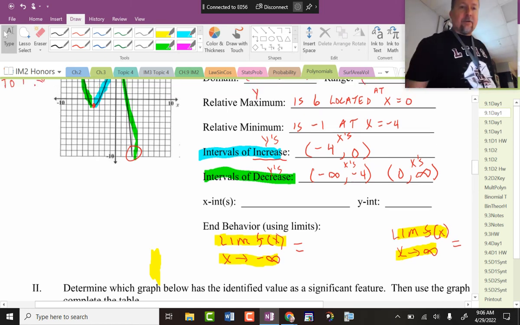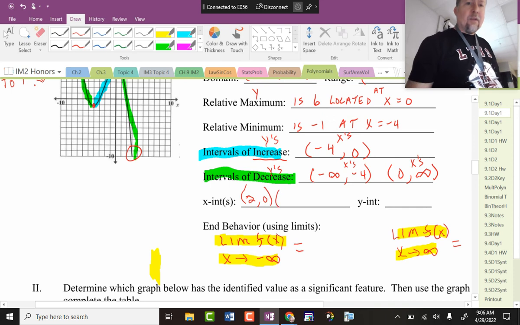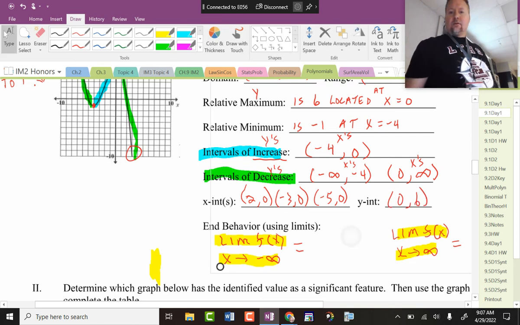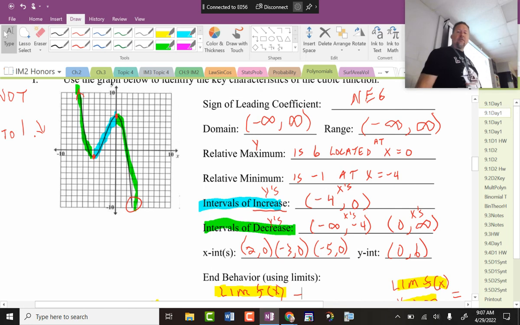Okay, x-intercepts are easy. Make them coordinates though. I'll go left to right. Oh, nope. 2, 0. I must put a negative there. -2, 0, -3, 0, and -5, 0. Then we already found the y-intercept. That was that maximum, right? Local maximum. Yeah, relative. Same thing.